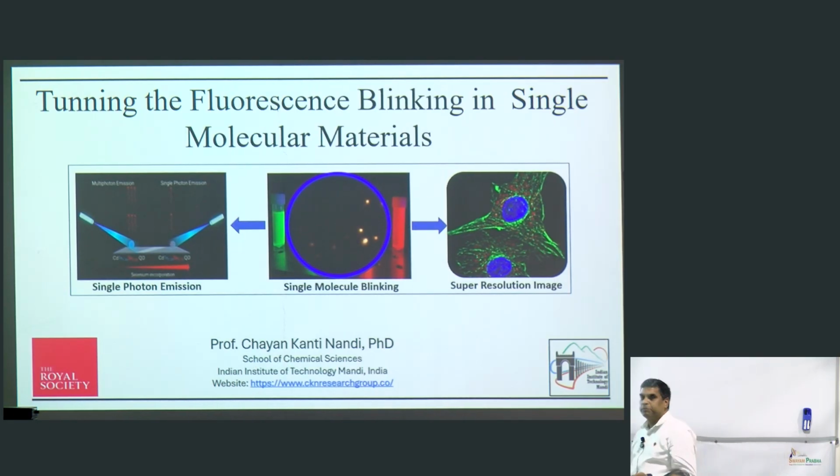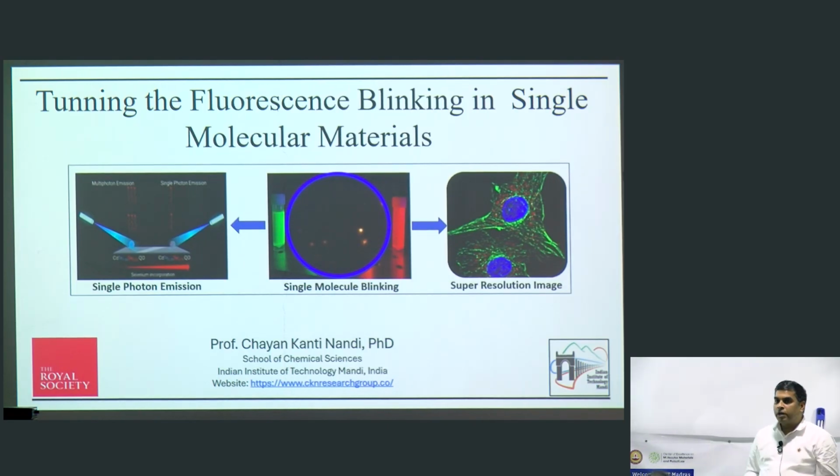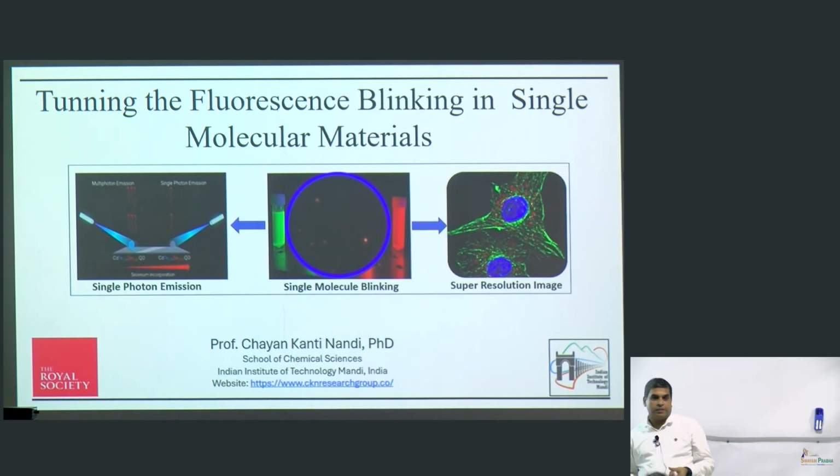we tune their fluorescence properties for various applications, and one of the major important properties we study is blinking analysis and blinking manipulation. I'll give you some very important examples and their applications, but before that let's try to understand what blinking is at a molecular level.